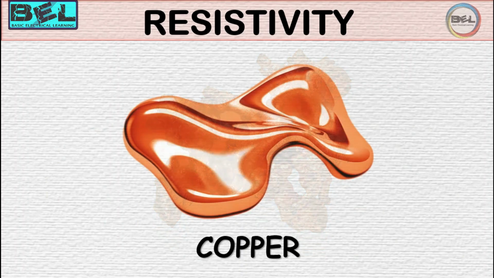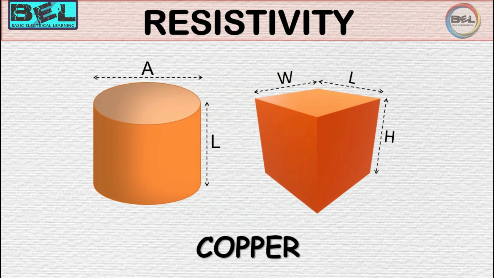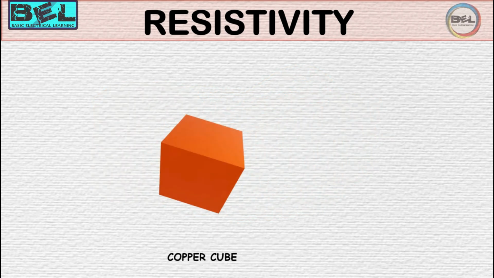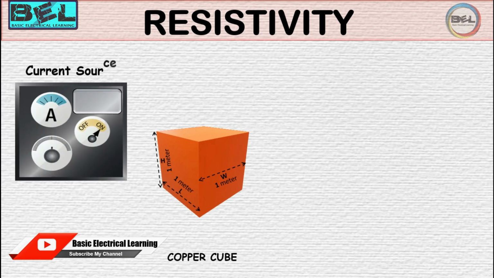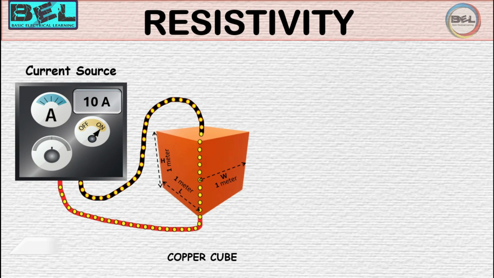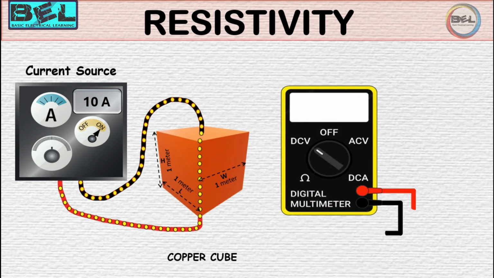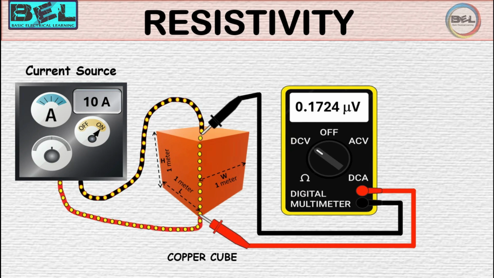A uniform, cylindrical, or rectangular sample or cube of pure copper is prepared. The length L and cross-sectional area A of the sample should be accurately measured. A stable and known current I is passed through the copper sample using a current source. A voltmeter is connected across the sample to measure the voltage drop V that occurs due to the current passing through it. With the current I flowing through the copper sample, the voltmeter measures the potential difference V across the length of the sample.